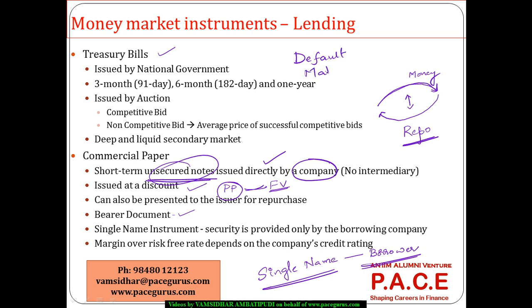The default risk is based on the credit rating typically provided to the company issuing the commercial paper. Many traditional credit rating agencies like S&P and Moody's rate the commercial paper, and the higher the credit rating, the lower the spread or the margin, and vice versa.